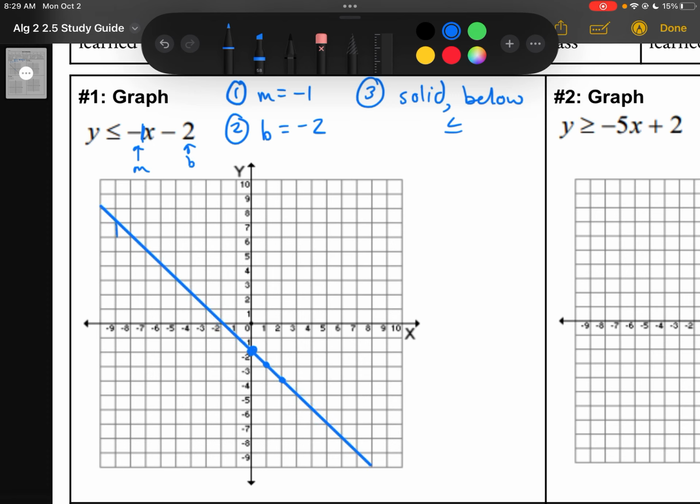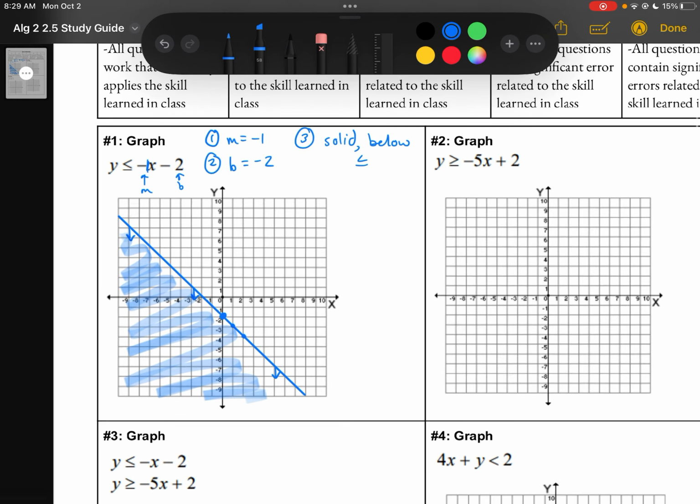And then it is shaded below, so draw little arrows for below. So for here, our shaded region is everything that's below this line. For number 2, very similar example. We have our M and our B, so we just want to make sure that those are very clear.